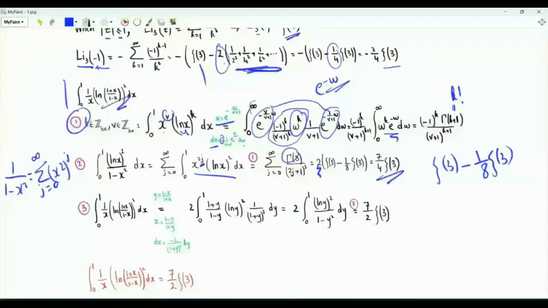In the third step, we obtain our integral of interest. We need to do the change of variables. Y is equal to 1 minus x over 1 plus x. This means that y plus yx is equal to 1 minus x. So yx plus x is equal to 1 minus y. X is 1 minus y over 1 plus y.